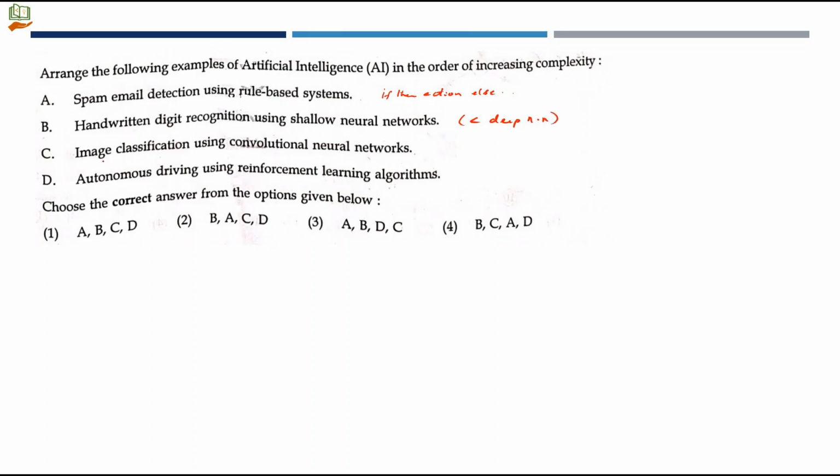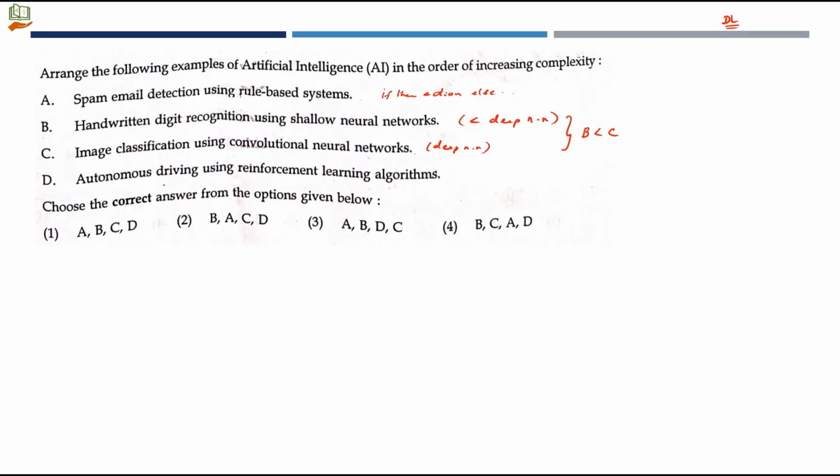Next example, image classification using convolutional neural networks. If you would have watched the deep learning series that is in my channel, there is a playlist. If you want, you can have a look at it. There I would have explained an example of convolutional neural networks. If you go to that example, you will find lots of calculations in between the input layer and the output layer. So this is quite complex compared to the shallow neural networks. This is actually a deep neural network algorithm. So between B and C, we can say B has less complexity than C.